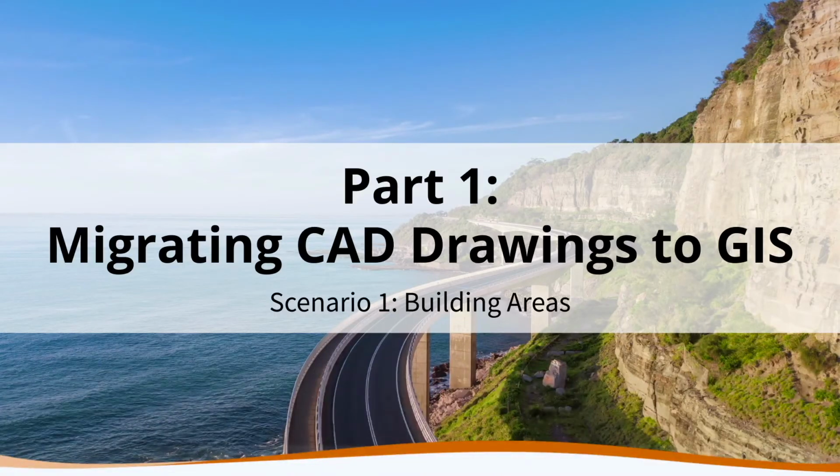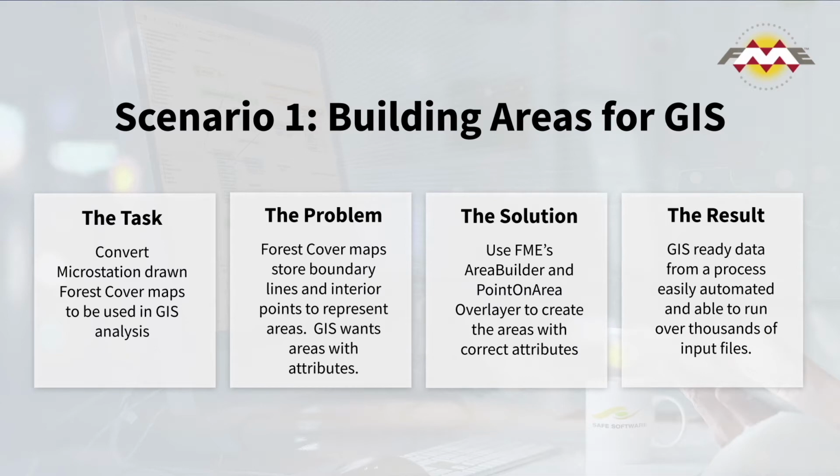So the first part of our talk is going from CAD to GIS, and we'll start off with the bread and butter original scenario of building areas from line work. So let's dig into this scenario. The task that we were given, and this actually was the first task that we were ever given at Safe back in '94, is to convert MicroStation drawings that are forest cover maps and bring them into GIS so we can do analysis. The problem is that the forest cover maps store boundaries as lines and interior points to represent the areas. And those interior points have a node number or some attribution with them.